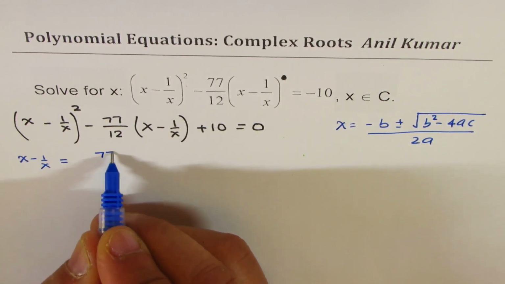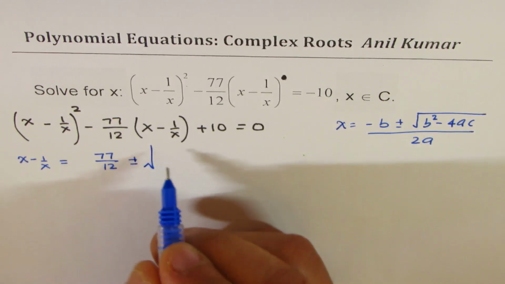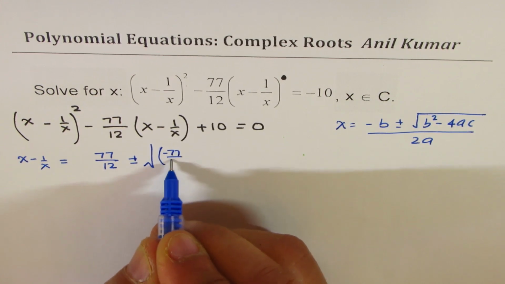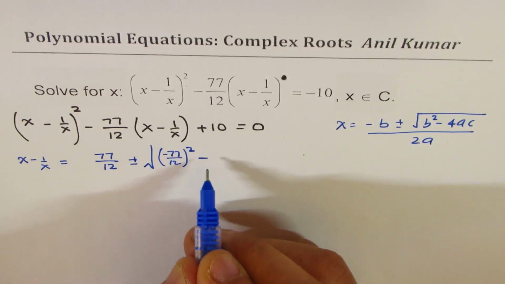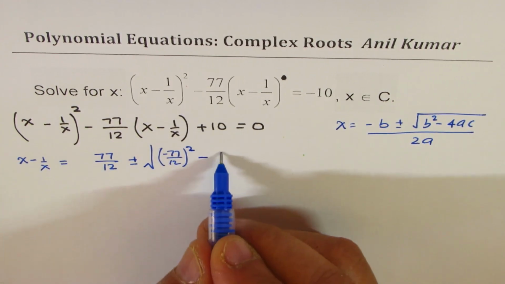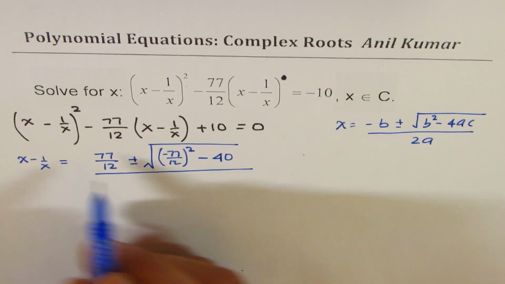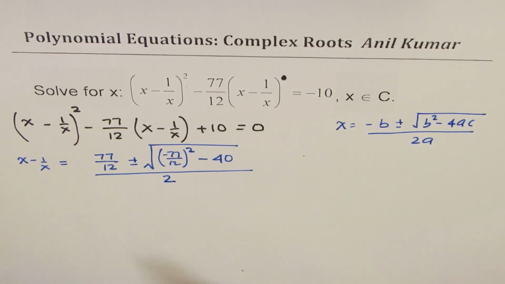So we could write this as 77 over 12 plus minus square root of the square of 77 over 12. Negative also becomes positive. Minus 4 times AC means minus 4, square root, divided by 2 times A, which is 1, divided by 2. So that's what you get.